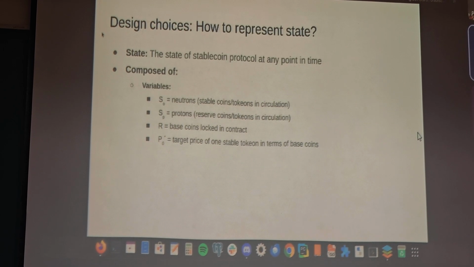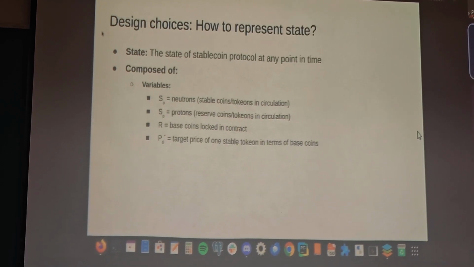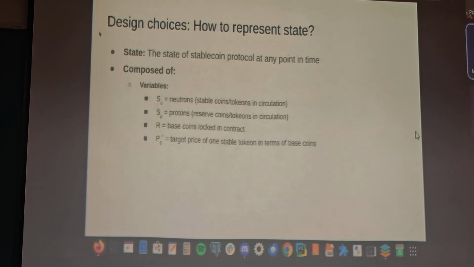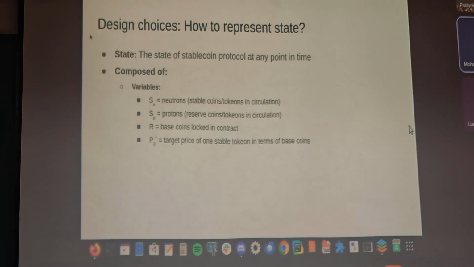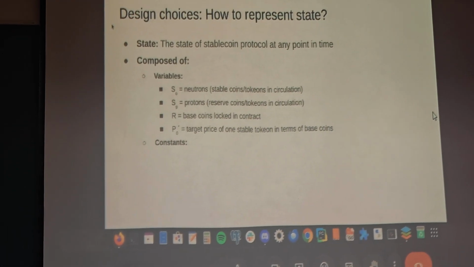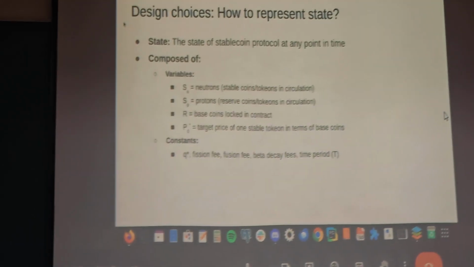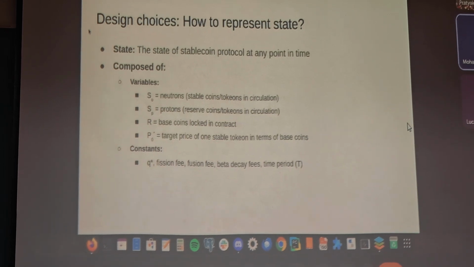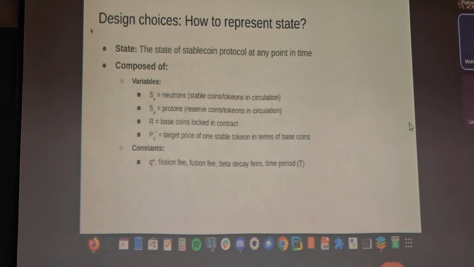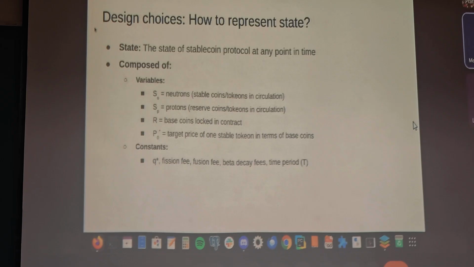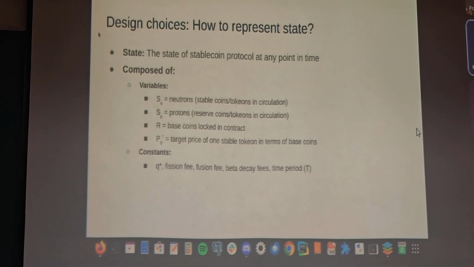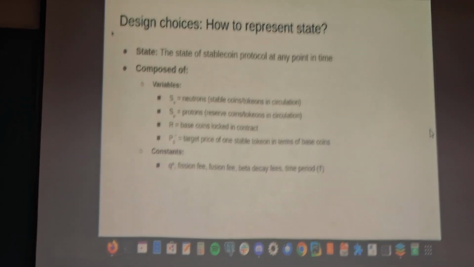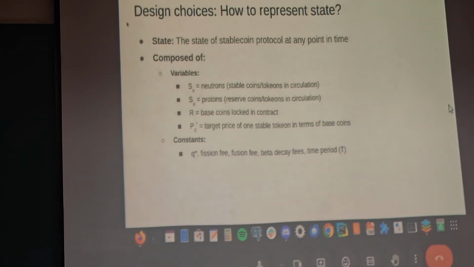And this varies with time because the price of base coins fluctuates, and we need an oracle for this to get this price. But all these four things, they vary with time, and they are variables. And we have some constants as well. For example, Q star, fission fee, fusion fee, beta decay fees, and time period. So they are related to some details of the protocol, which is not relevant, but the only thing to know is that they are constant, and once defined, they cannot be changed.